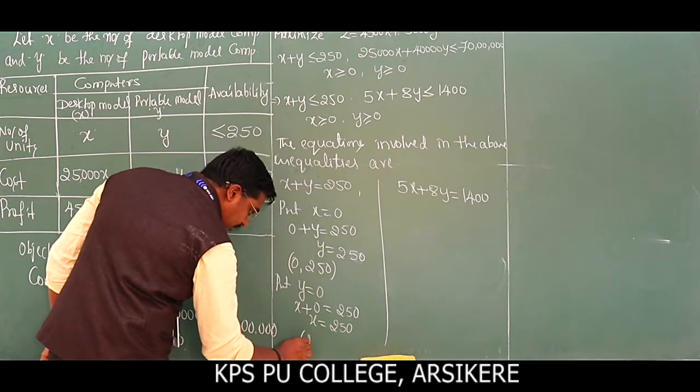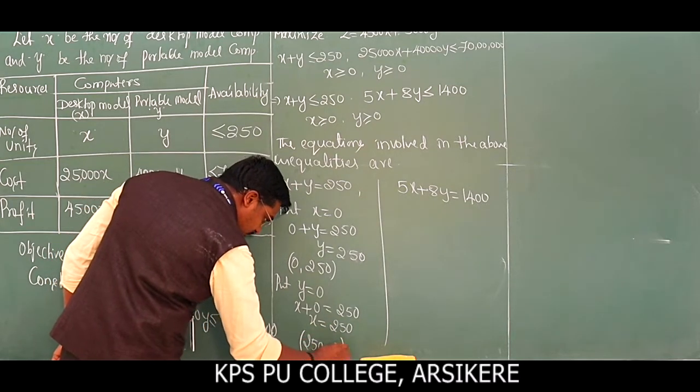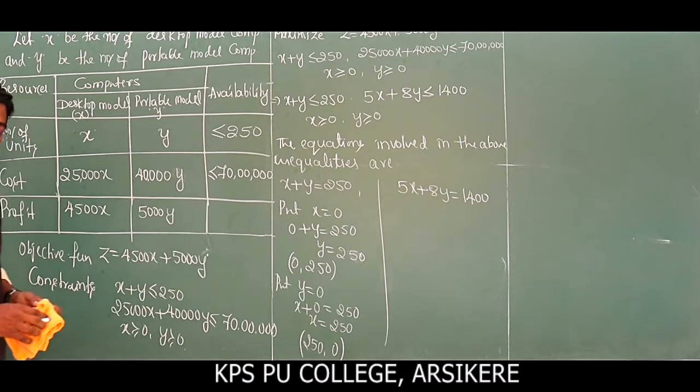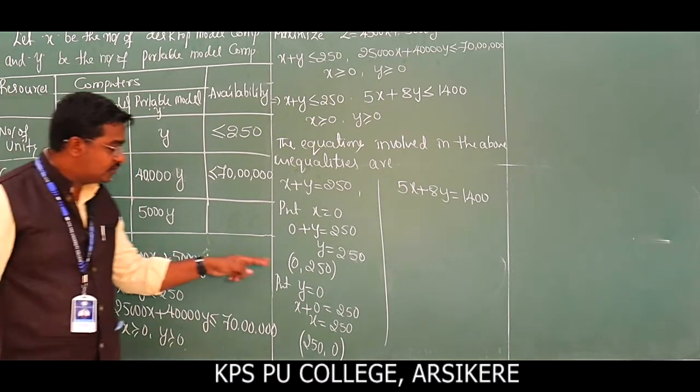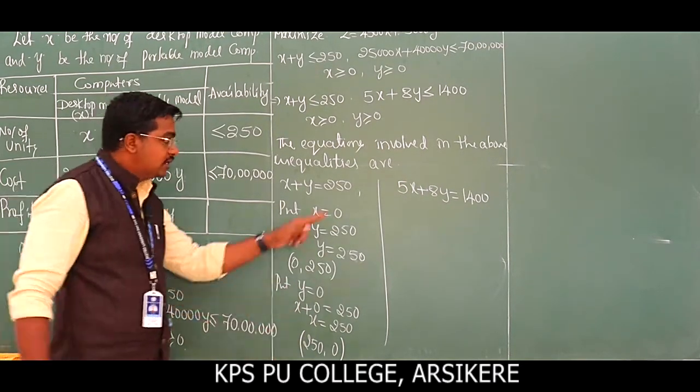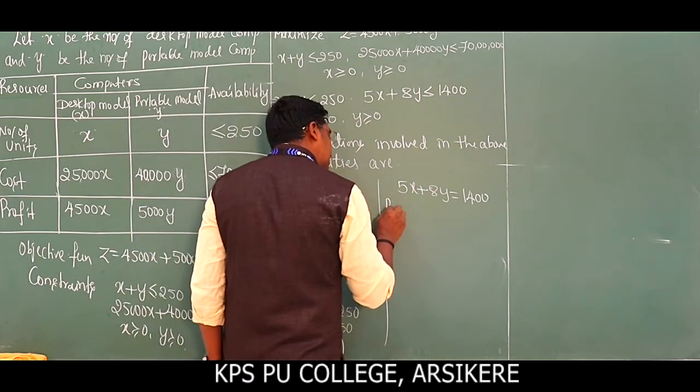We will obtain the point here, 250, 0. So they are the corresponding points on the y-axis and x-axis. Come to the second equation. For the second equation, follow the same method.